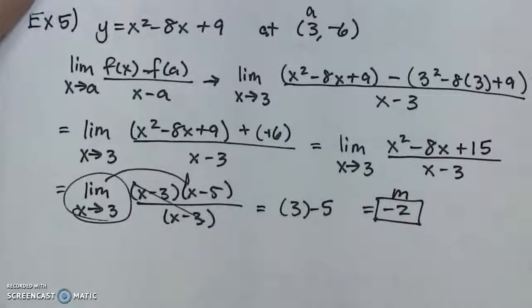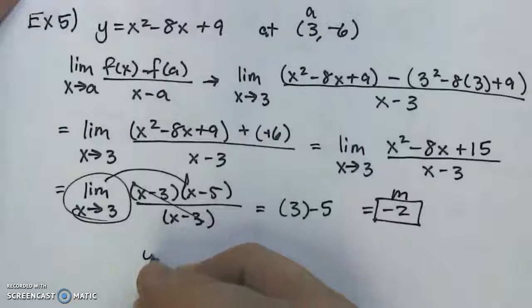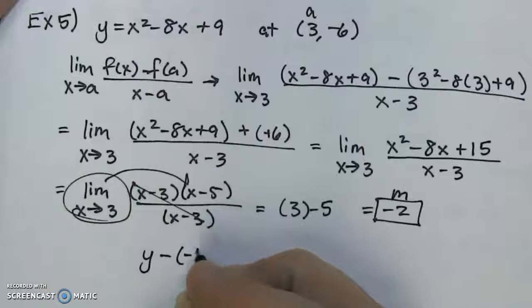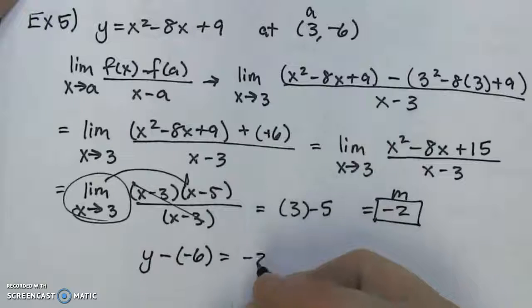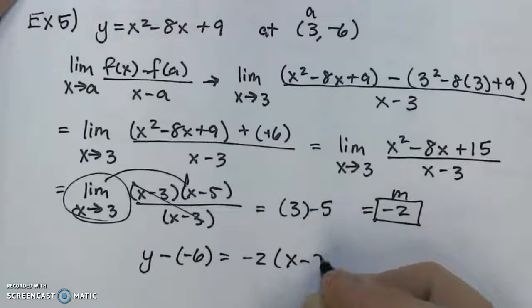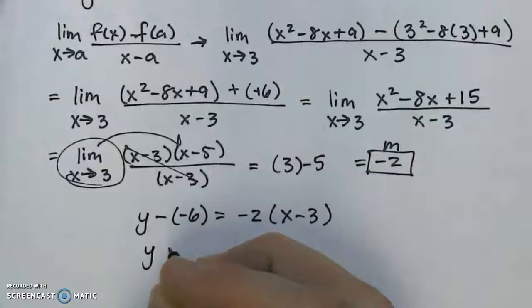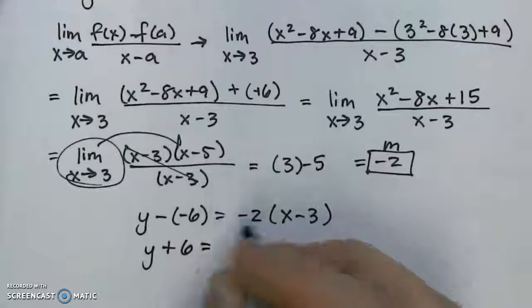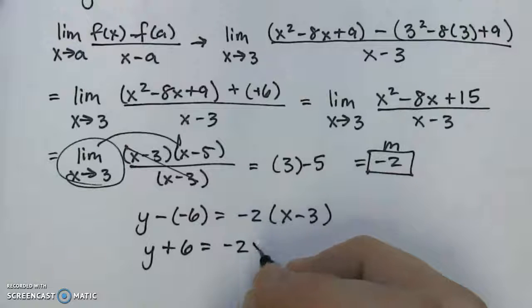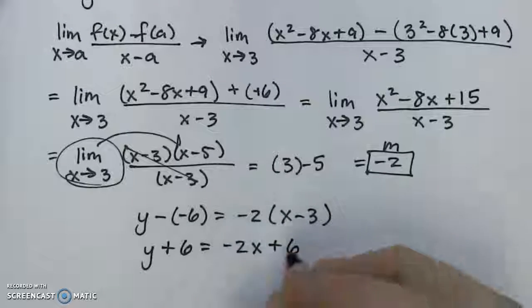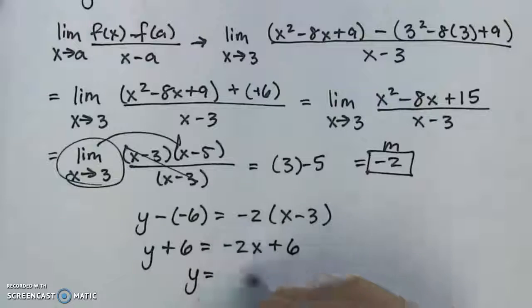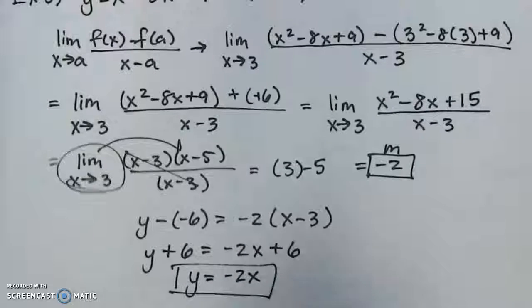And so we want to write the entire equation of the line, which would be y minus the y value equals this slope times x minus the x value. Go ahead and distribute your 2, change that to positive 6, and then subtract 6 to the other side. So it looks like your 6's are canceling, and we're just going to get y equals negative 2x for the equation of the tangent line.